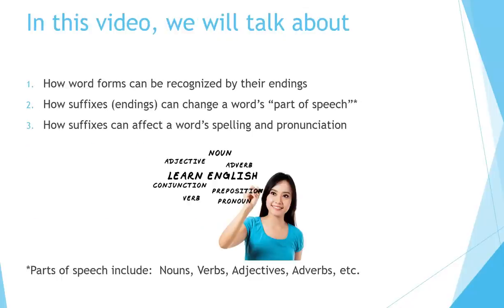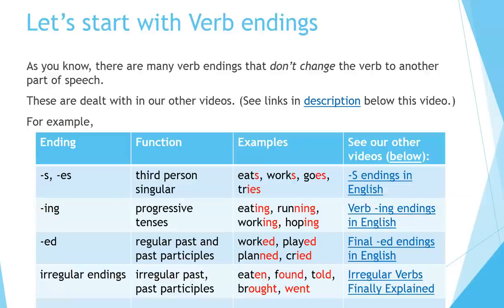In this video, we'll talk about how word forms can be recognized by their endings, how suffixes, endings, can change a word's part of speech, and how suffixes can affect a word's spelling and pronunciation. Parts of speech include nouns, verbs, adjectives, adverbs, etc. Let's start with the verb endings.